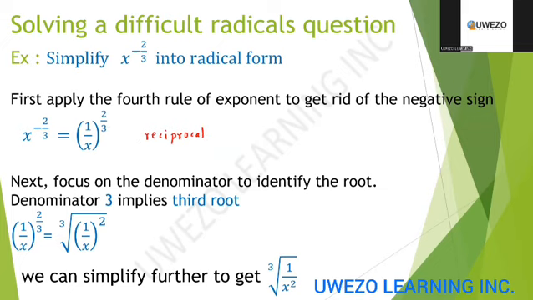Next, focus on the denominator. The denominator is 3 here. That means it is the third root. So this would be third root of 1 over x whole square. And we can simplify further to get the final output, which is cube root of 1 over x square.